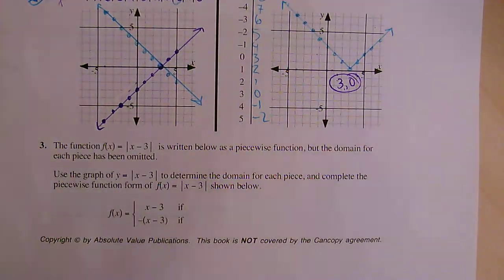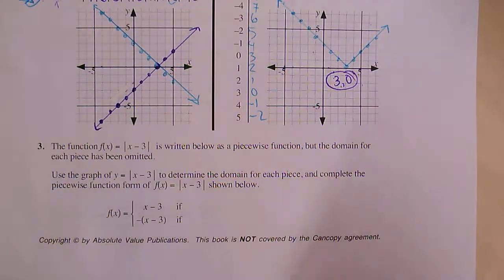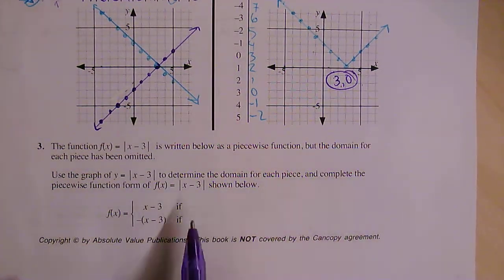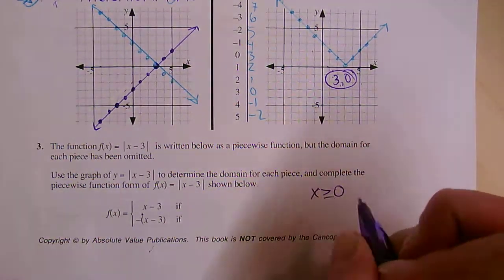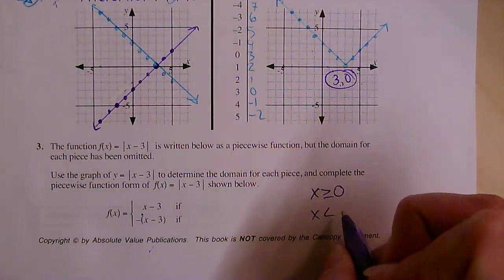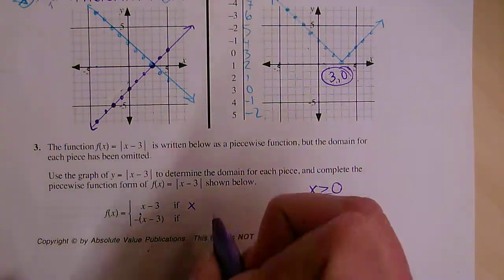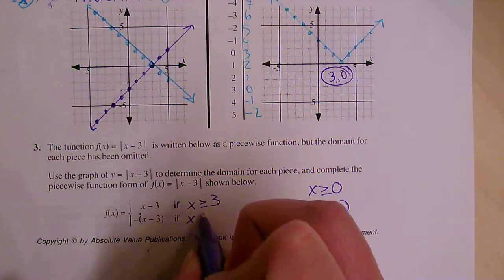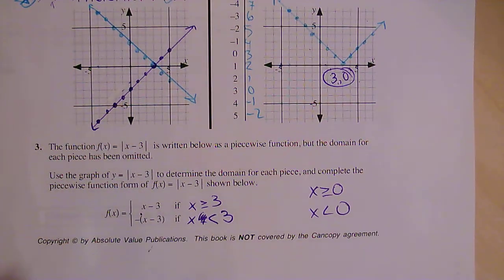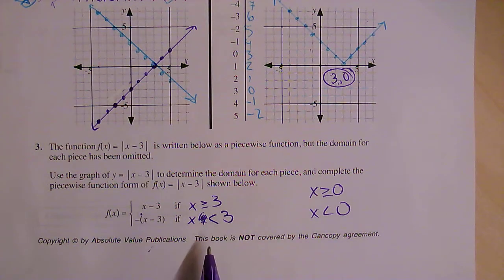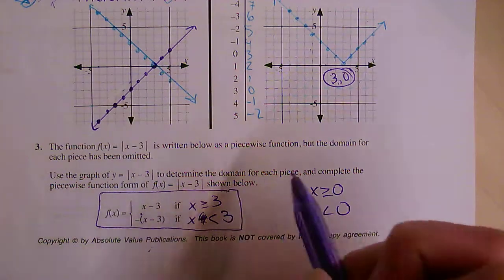So the function is written below as a piecewise function again, but the domain for each piece has been omitted. Okay, so same thing here. Now instead of the greater than or equal to 0 and then the less than 0, well, we've got 3. So this is going to be greater than or equal to 3, oopsies, dang, less than 3. Okay, so that is the piecewise function for the domain.